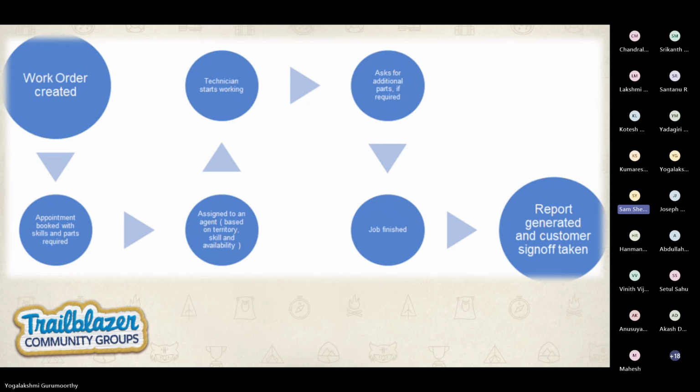So what happens once the work order has been created? As the agent, I will create this service appointment. And once the service appointment has been created, I have to assign it to the respective technician who has the required skills to fulfill Akash's needs. Once the technician is assigned this appointment, he will start working. While he's doing the work on Akash's requirement, if he needs some other tools or instruments to fulfill the work, he can raise a record on the FSL side.